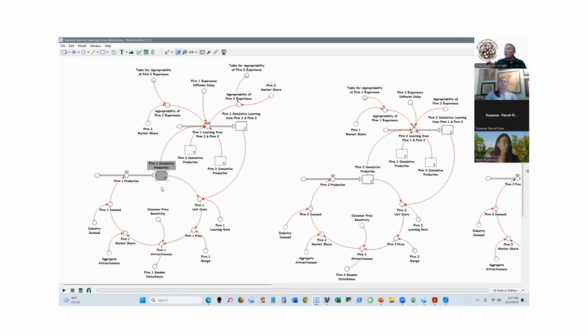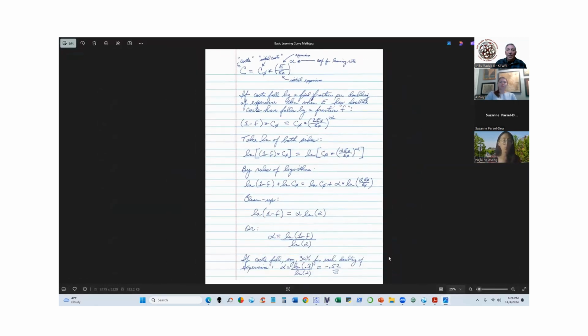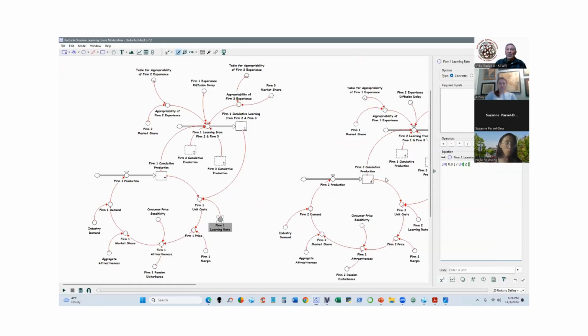The more you produce, the more you learn, okay? And you can see here, firm one's unit cost, there's a learning rate over here, and it's the ratio of those two natural logs. See, the ratio of those two natural logs right here is alpha, right? So that's right here. Ta-da, it relates to something, right? And then this is a little trickier here.